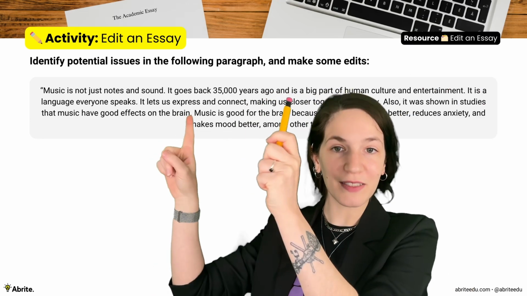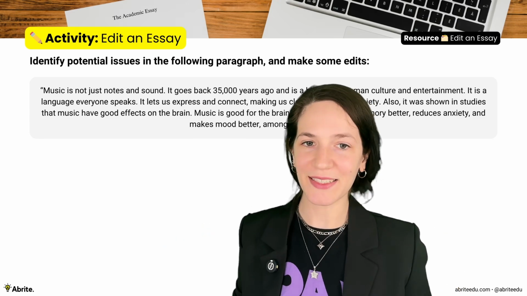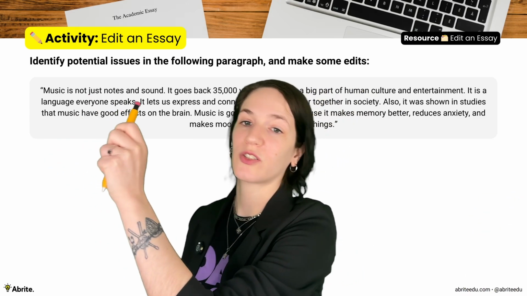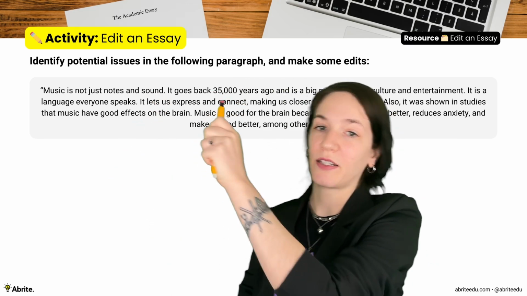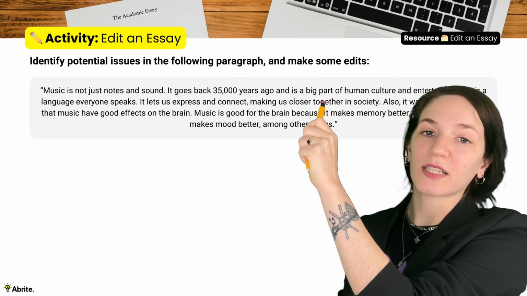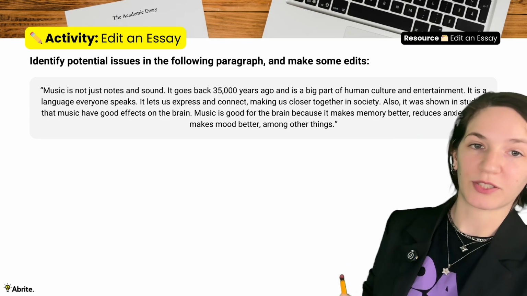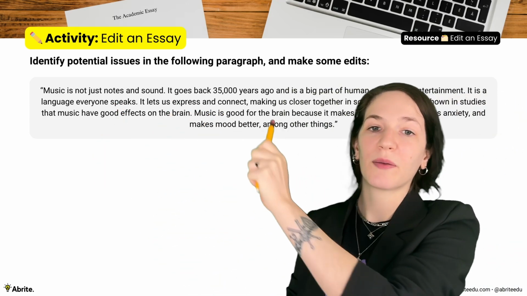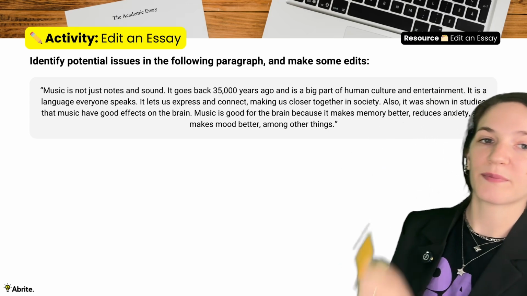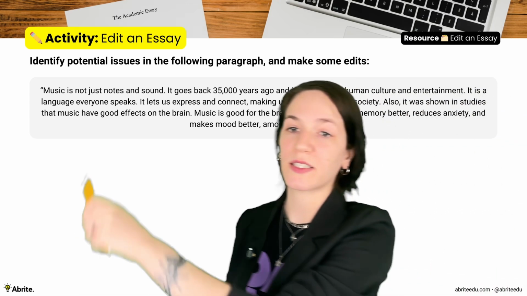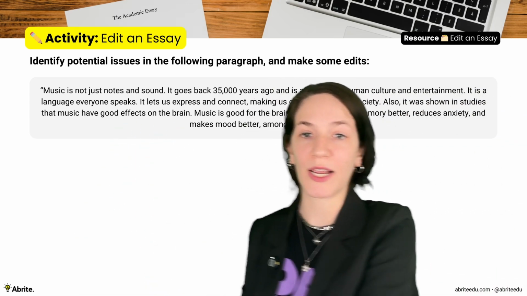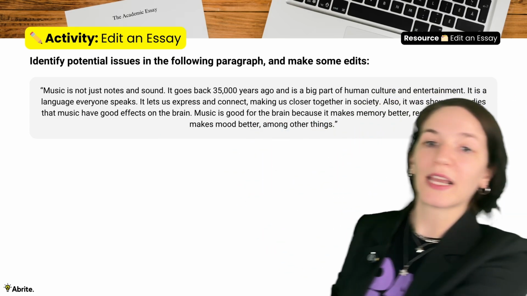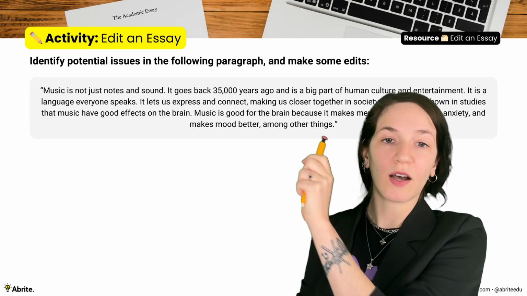Okay, so we're going to read this introduction, take some time to edit it, and then we're going to look at an edited version together. Let's read. Music is not just notes and sound. It goes back 35,000 years ago and is a big part of human culture and entertainment. It is a language everyone speaks. It lets us express and connect, making us closer together in society. Also, it was shown in studies that music have good effects on the brain. Music is good for the brain because it makes memory better, reduces anxiety, and makes mood better, among other things.